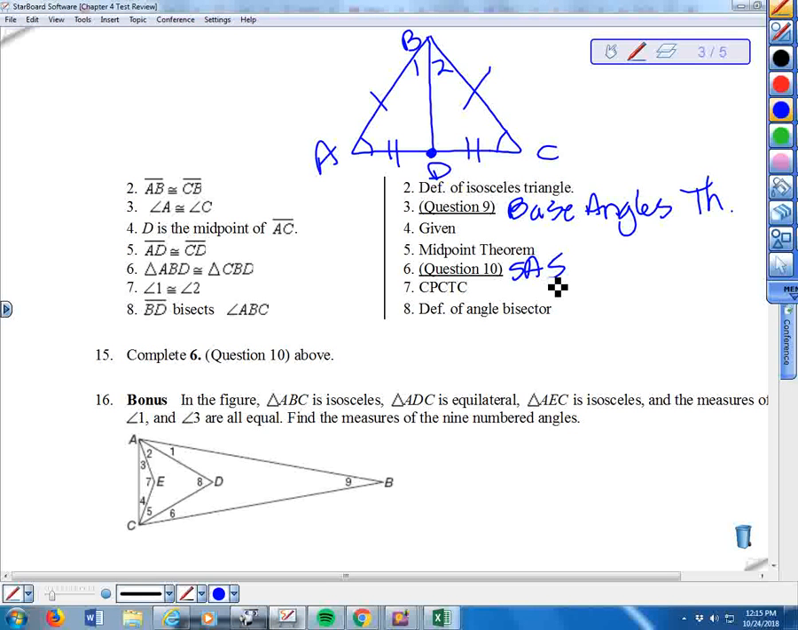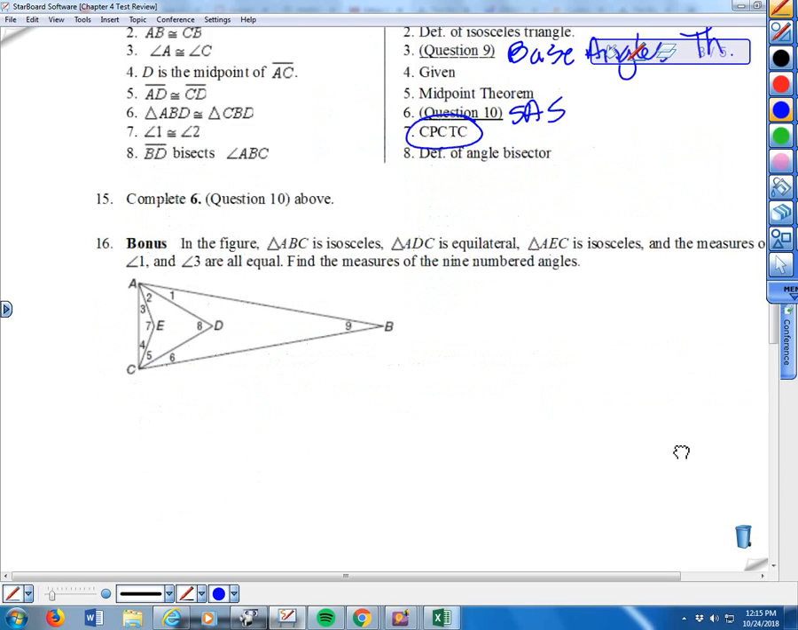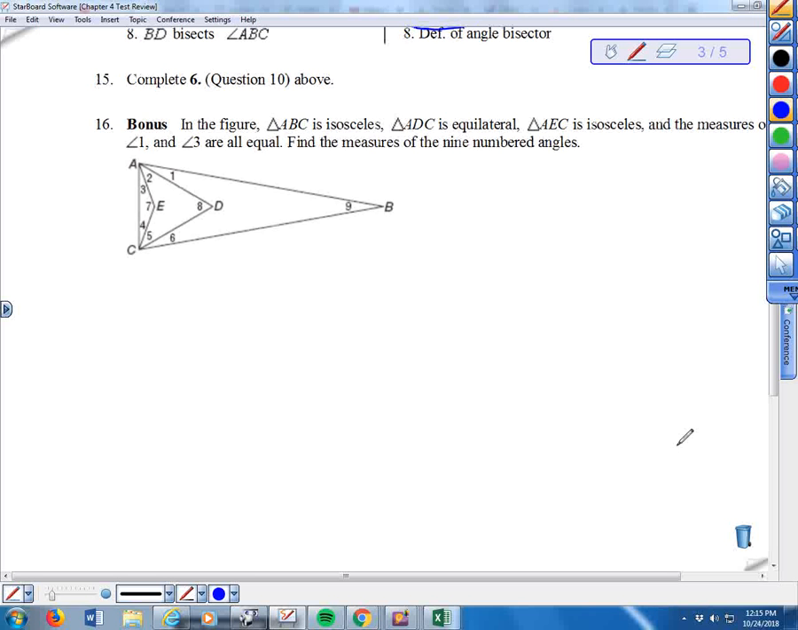Ultimately, I was told to prove angle 1 and angle 2 are congruent. So once I've proven the triangles are congruent, I can say 1 and 2 are congruent because corresponding parts of congruent triangles are congruent, CPCTC. Okay? All right. I did both of those.